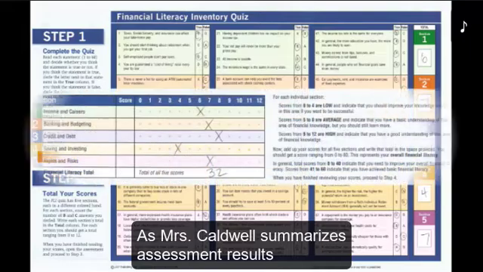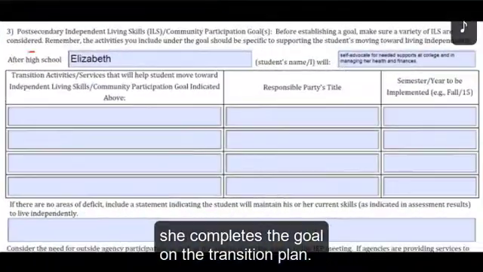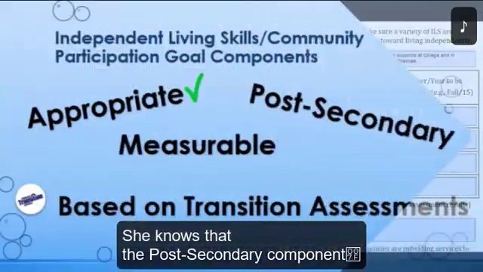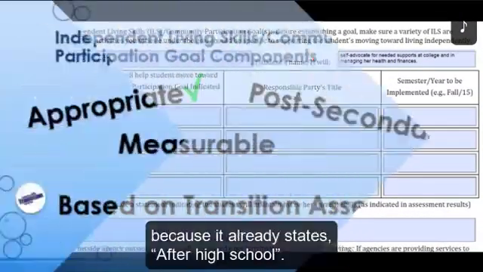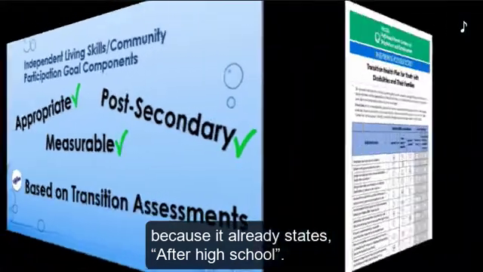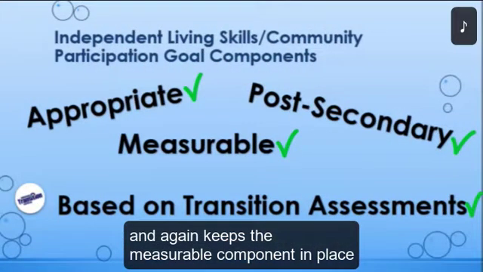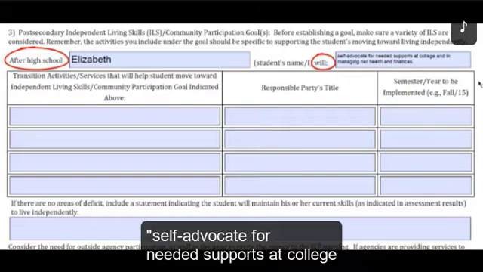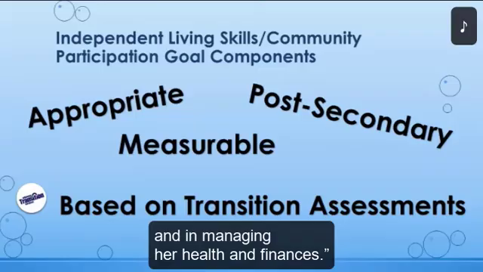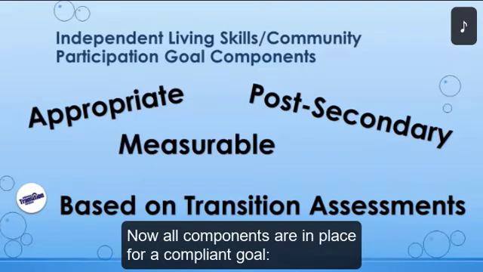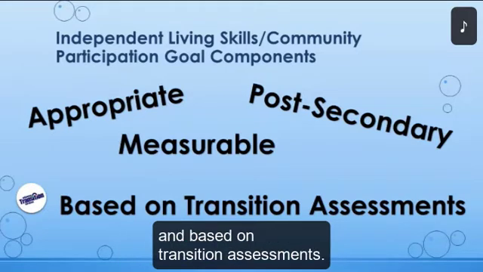As Mrs. Caldwell summarizes assessment results and considers her observations and conversation, she completes the goal on the transition plan. She knows that the post-secondary component is already accounted for within the transition plan template because it already states after high school. Mrs. Caldwell puts in Elizabeth's name and again keeps the measurable component in place by following Will with self-advocate for needed supports at college and in managing her health and finances. Now all components are in place for a compliant goal: appropriate, measurable, post-secondary, and based on transition assessments.